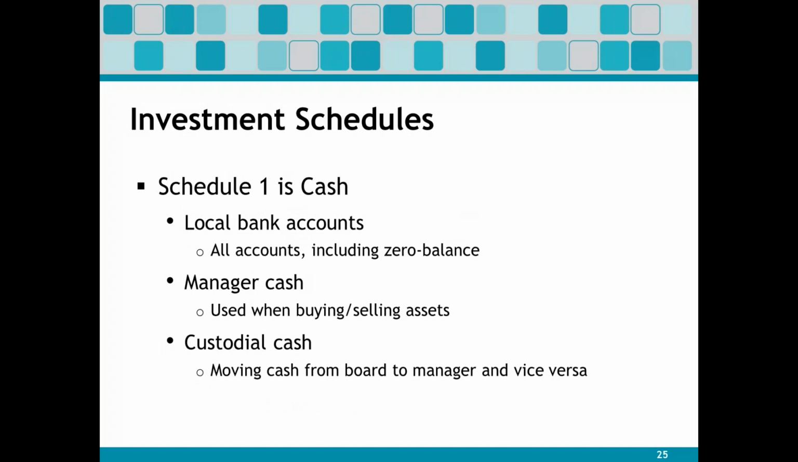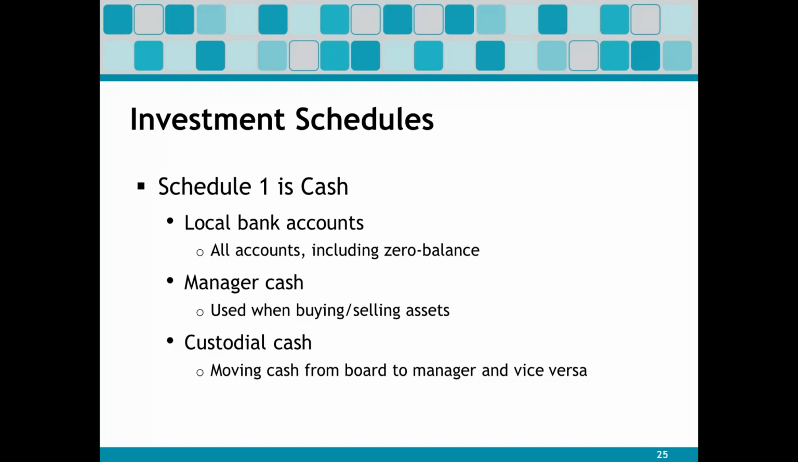And now the back portion of the statement is all the schedules. So there's going to be 7 schedules. Schedule 1 is cash. So you want to have your local bank accounts, and even including ones that you just throw in the amount of money you're going to immediately spend the next day, like a retiree payroll account or some sort of vendor warrant account. We do want to see all those.